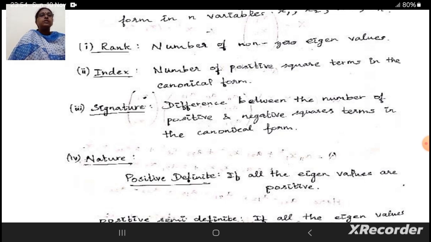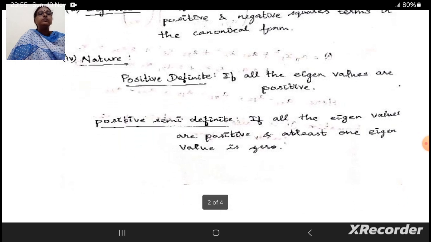Next, the index is the number of positive square terms in the canonical form. Positive terms and negative terms both we will get as eigenvalues. For the index we want to consider only positive terms. Next is the signature. It is the difference between the number of positive square terms and negative square terms in the canonical form. So positive terms minus negative terms, only the counting we get.